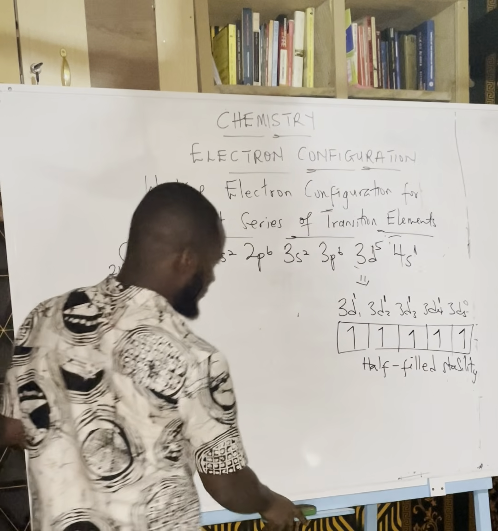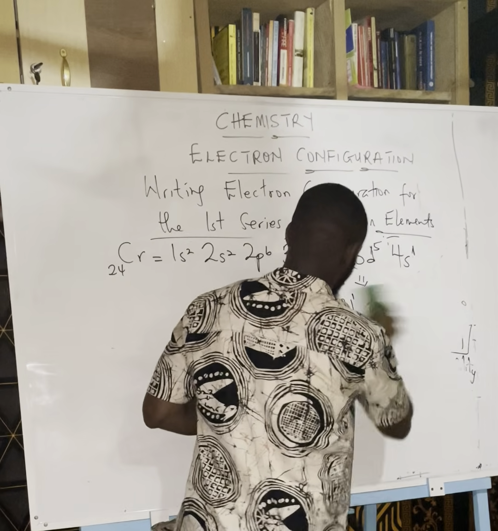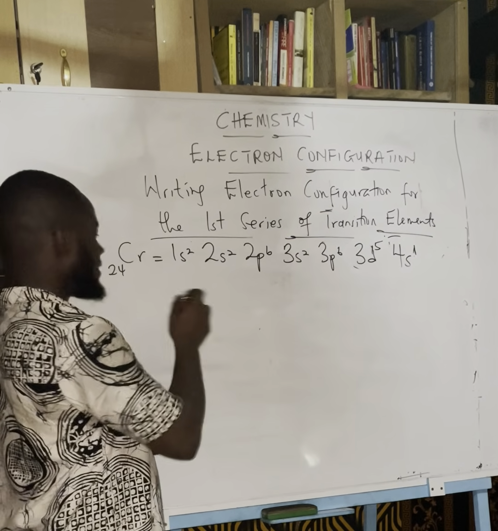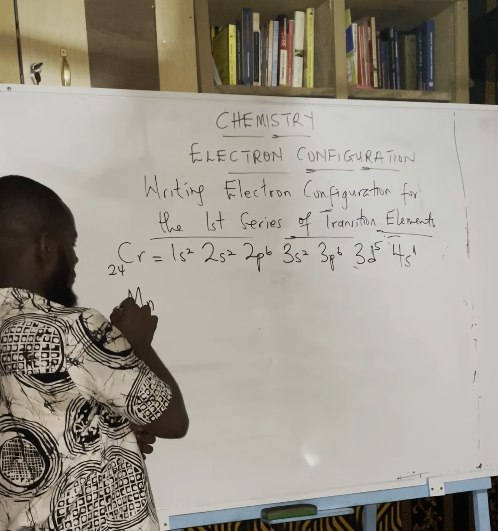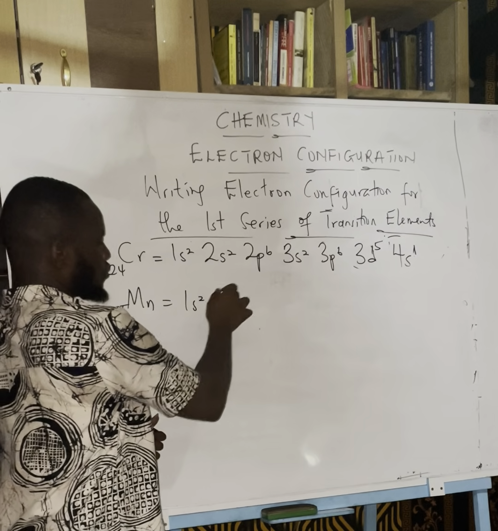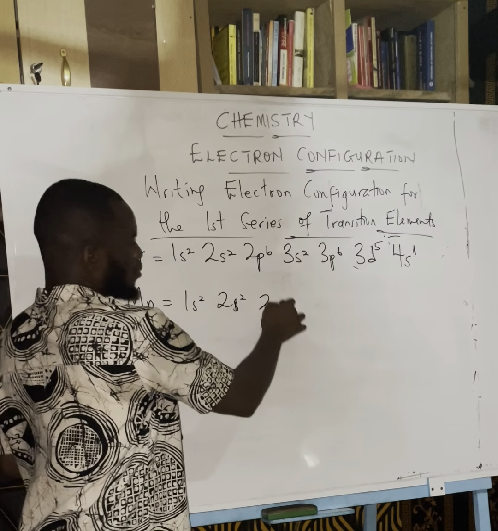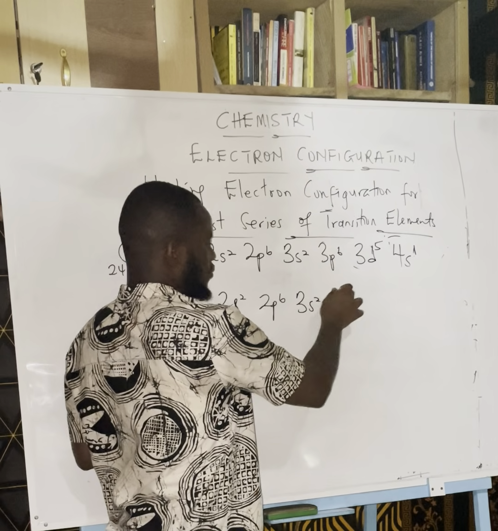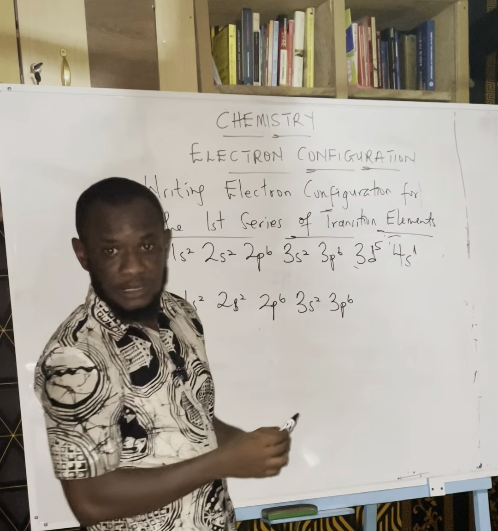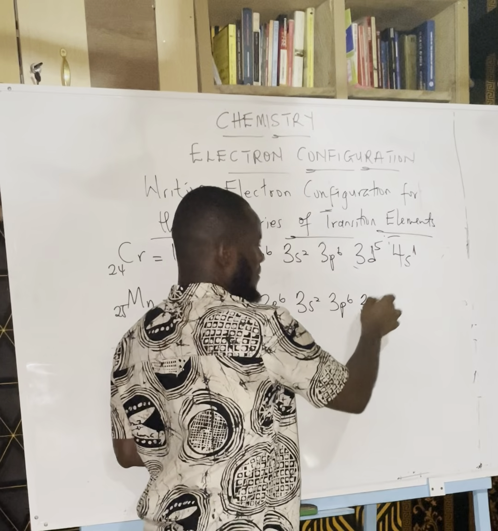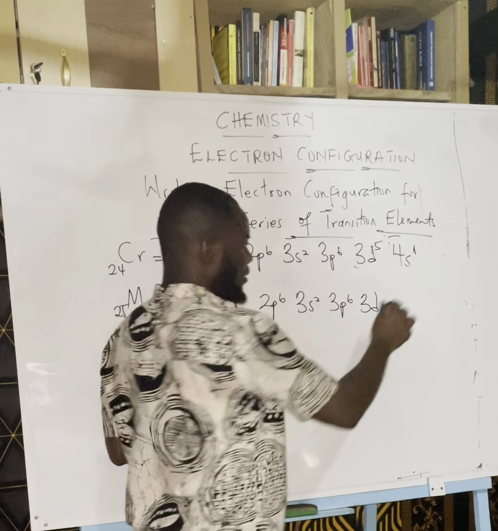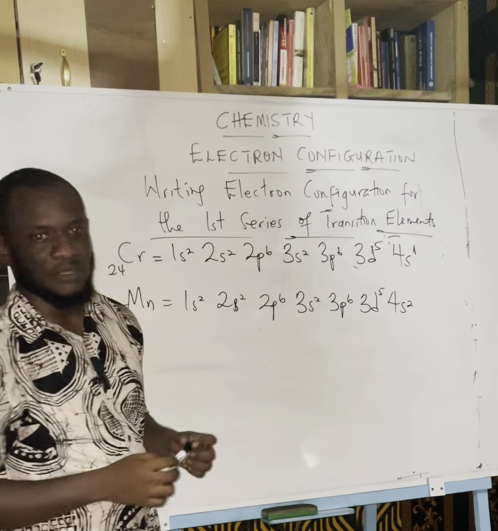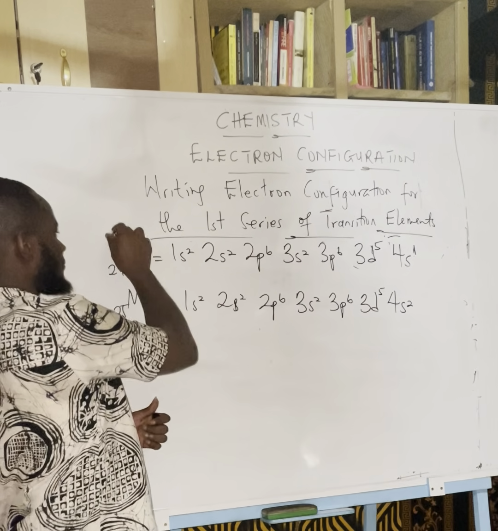So quickly, let's look at manganese. So manganese here, 25, 1s2, 2s2, 2p6, 3s2, 3p6. Write the 3d, don't fill it. Go and fill your 4s2. Now left it 5. Now it's 3d5.